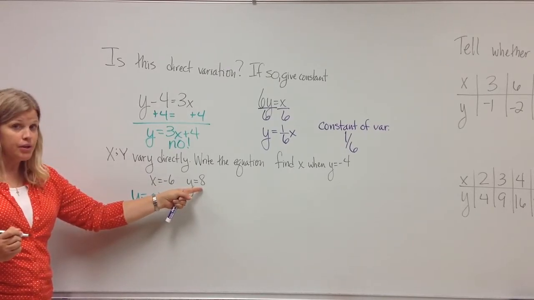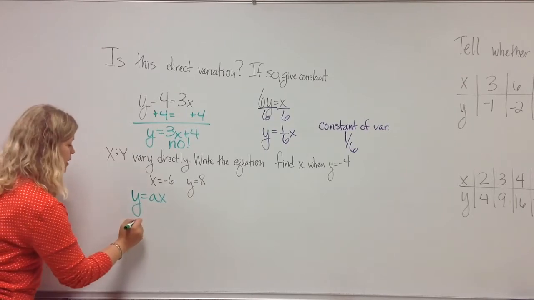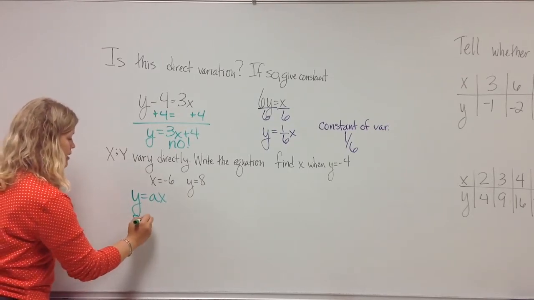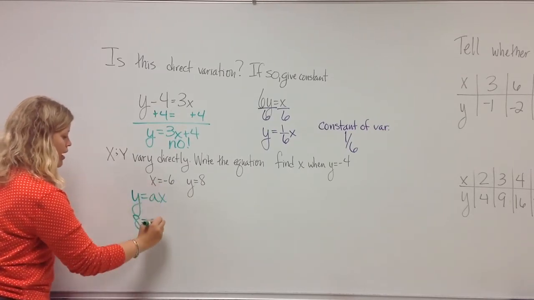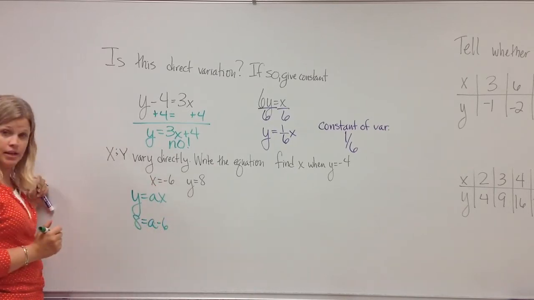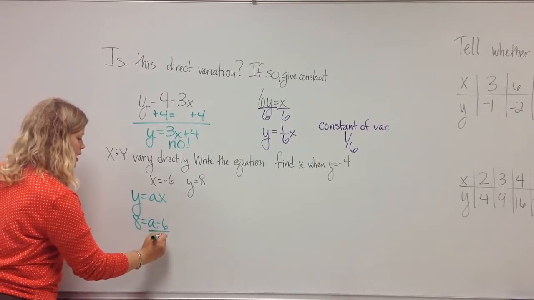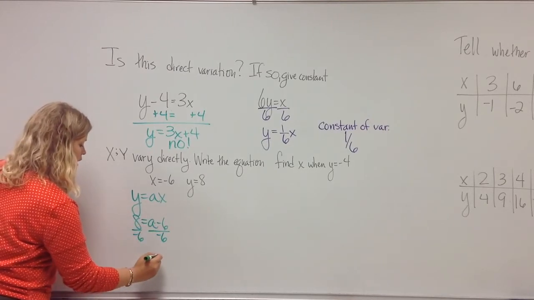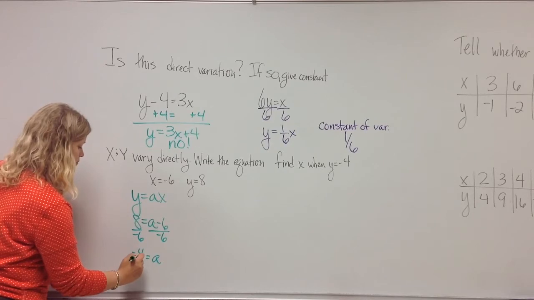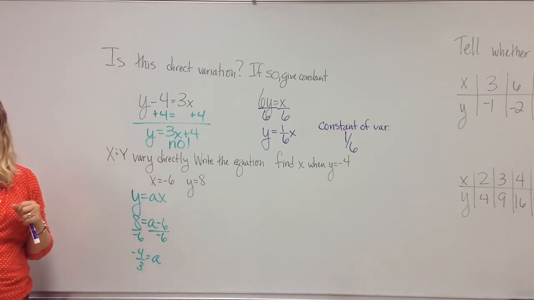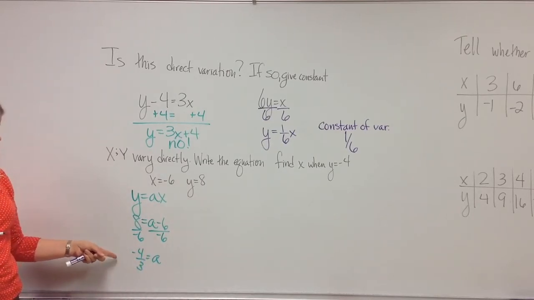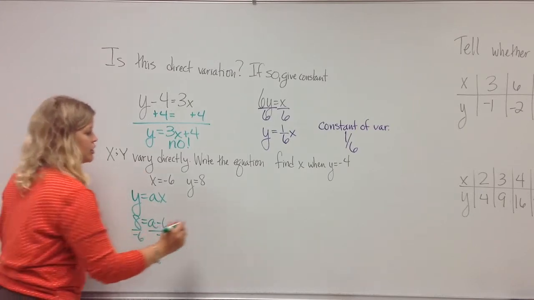Any idea what we could do? Oh, I hope you're saying plug it in. So we put 8 in here. We don't know a, but we know x is -6. What do you do to get a by itself? Oh yeah, divide by -6, and you get a equals -4/3.